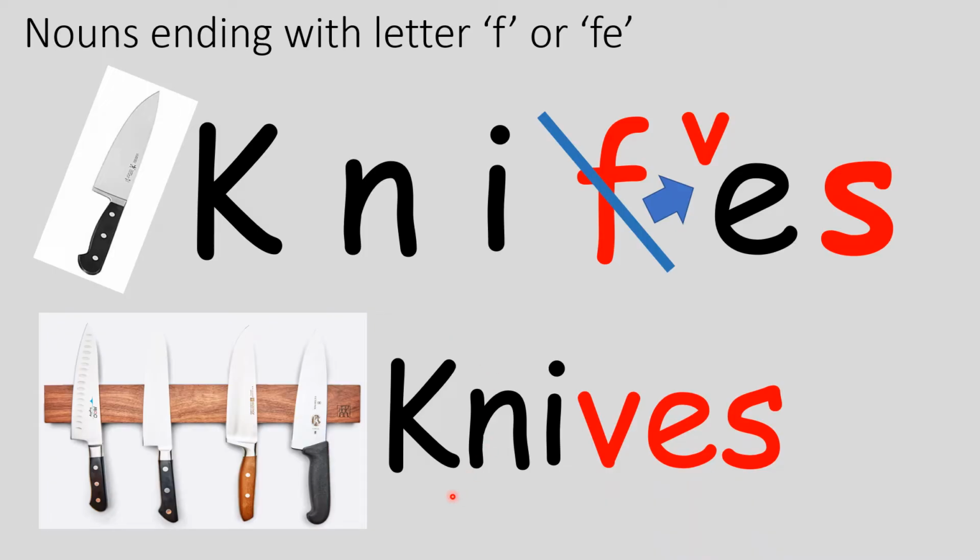Repeat after me. Knives. Remember, every time the noun ends with the letters F and E, to make it plural, you need to scrap off the letter F and replace it with the letter V and add the letter S, and it will become the word knives. Now, if this happens, this is what you call the irregular plural nouns.